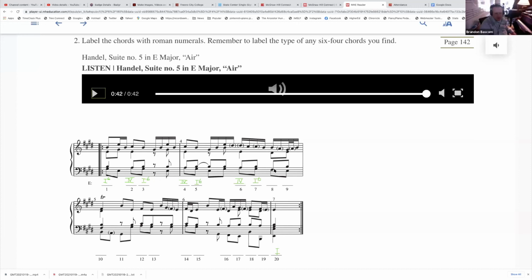All right, something we haven't seen before. An F sharp, a D sharp, and a B. 5. 6-4. 5, 6, 4. To the 1. And they want to know what kind of a 6/4 chord that is.